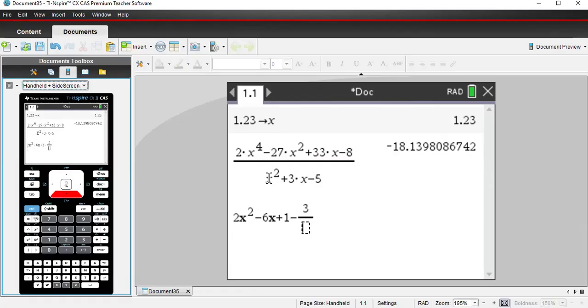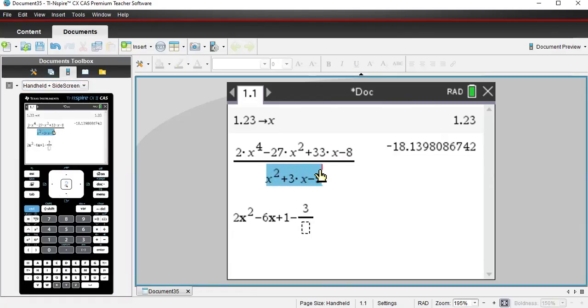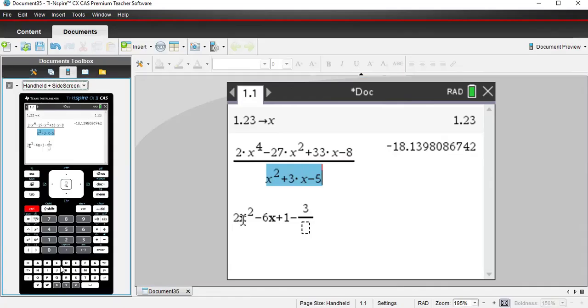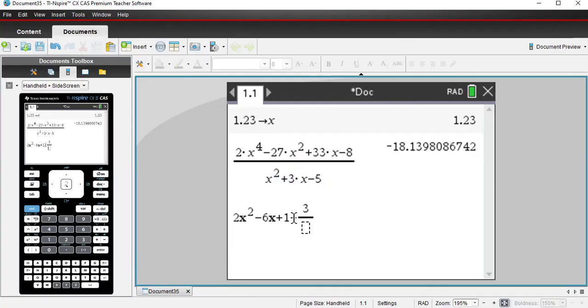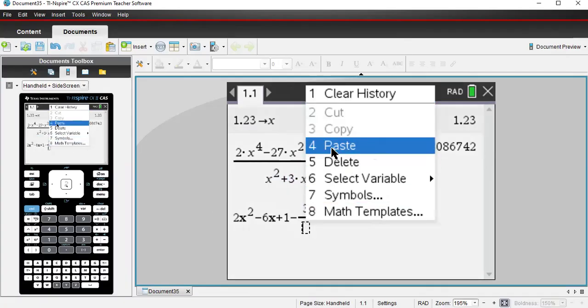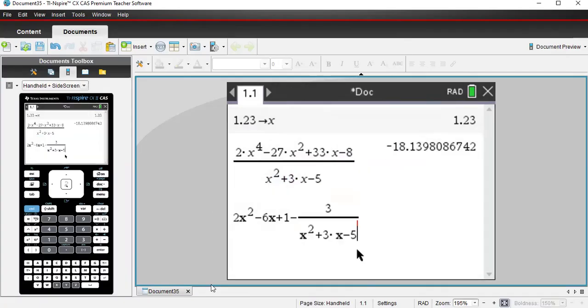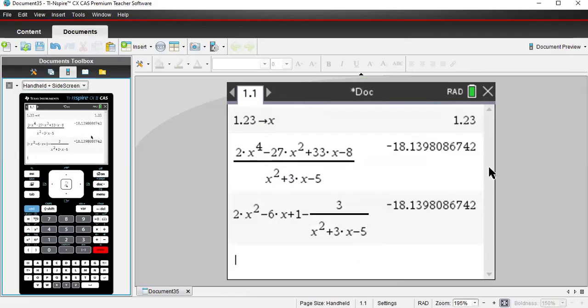I wish I could copy this. Can I copy this? Control C. And now I should be able to put that in. Can I paste it? Yes, nice. And then I press enter and they match.